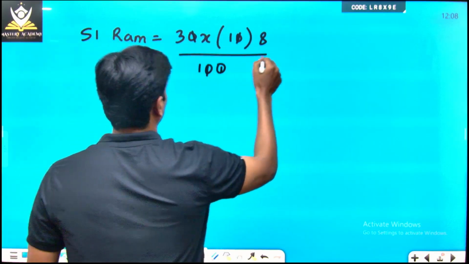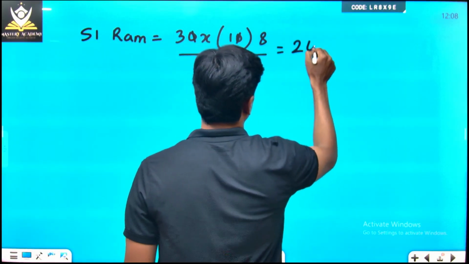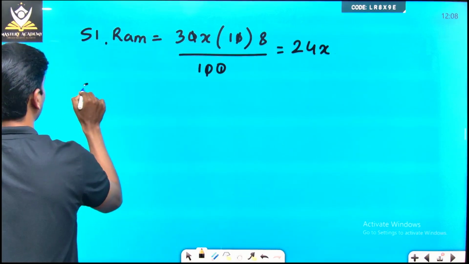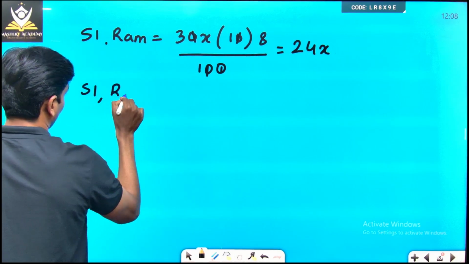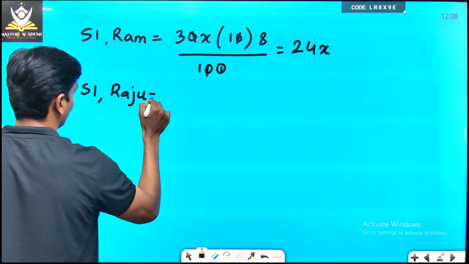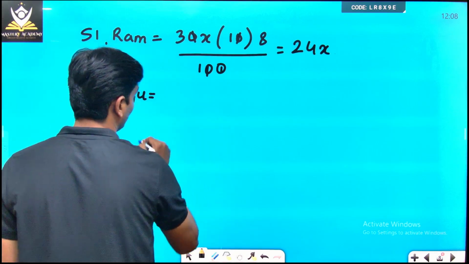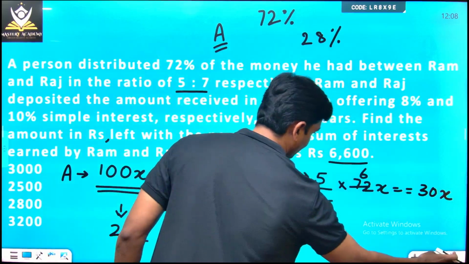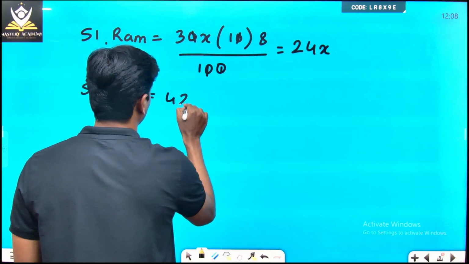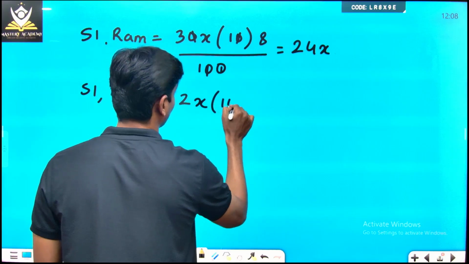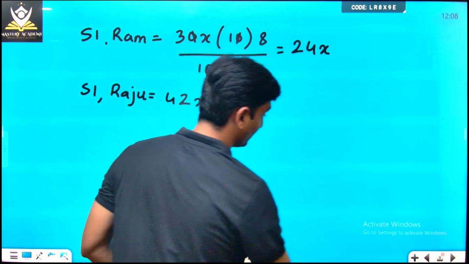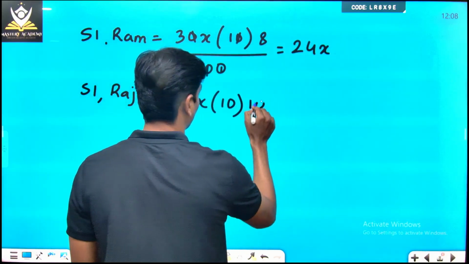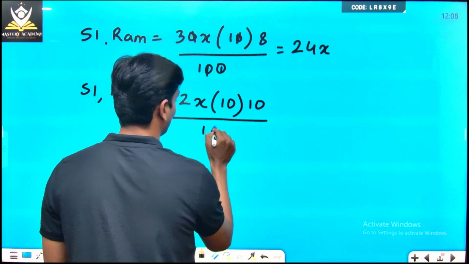So here it will turn out to be what? 24x. Simple interest that Mr. Ram is getting after a period of 10 years. So simple interest that Raju is obtaining is given by PTR upon 100. P, the principal amount that Raju had gotten, is 42x. So 42x multiplied with the rate of interest, 10. Remember, 10 is the rate of interest given for Mr. Raju, and the time period is going once again to be 10, whole divided by 100.